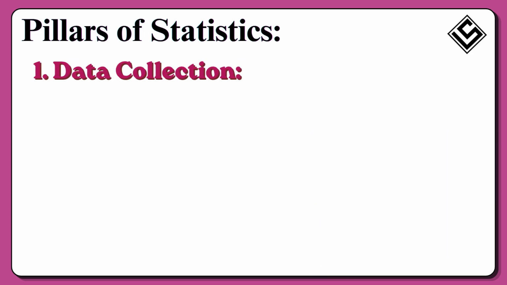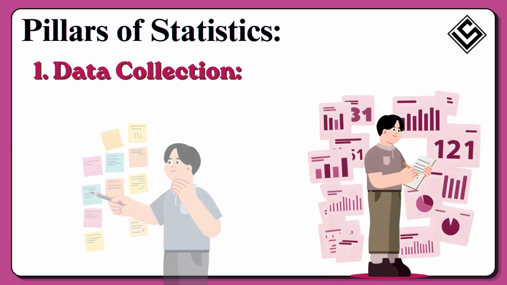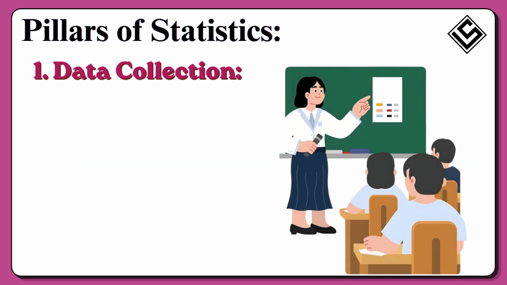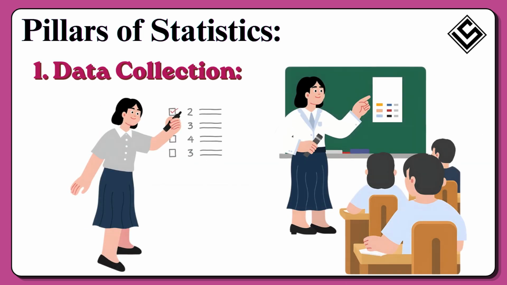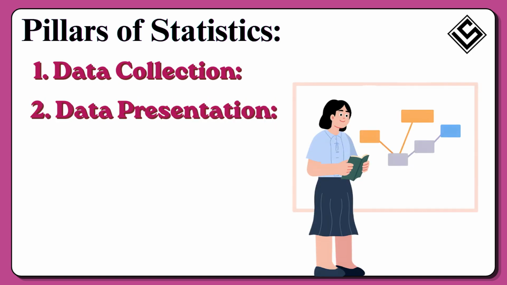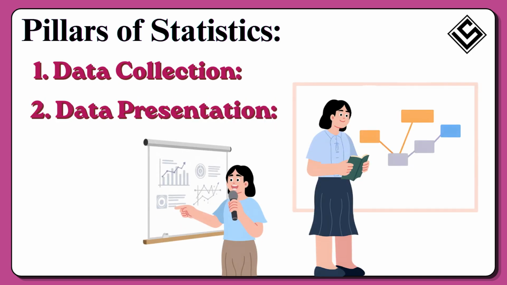1. Collection of data. The first step is collecting information from different sources. For example, if a teacher wants to calculate the average marks of a class, the first step is to collect the marks of all the students. 2. Presentation of data. After collecting the data, we organize it in a meaningful way using tables, charts, or graphs. This makes the information easier to understand at a glance.